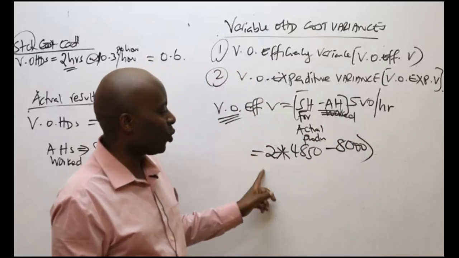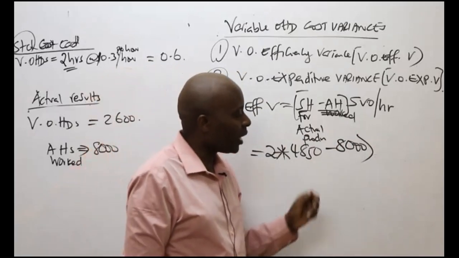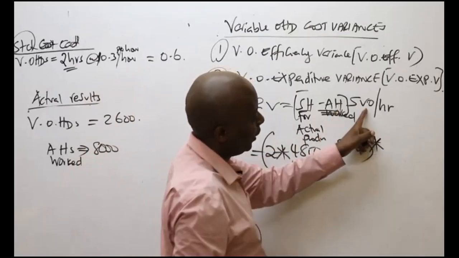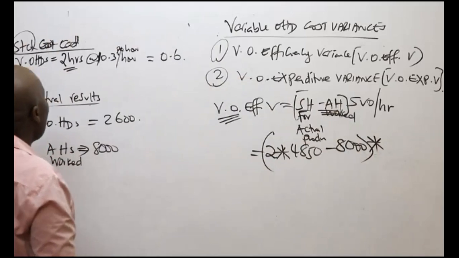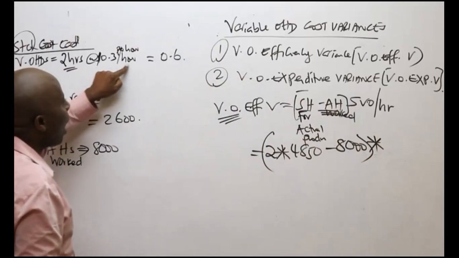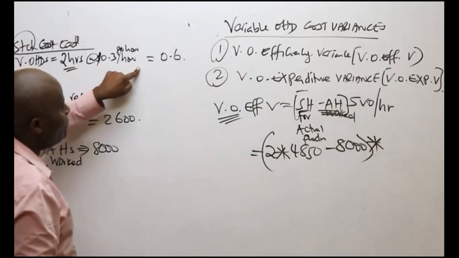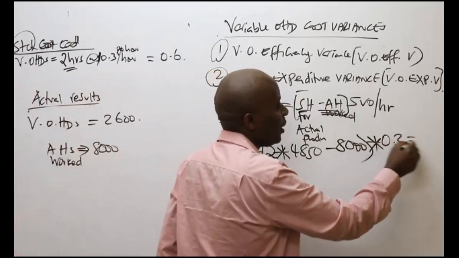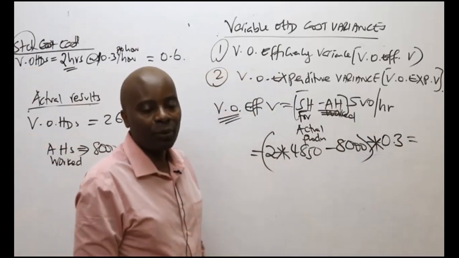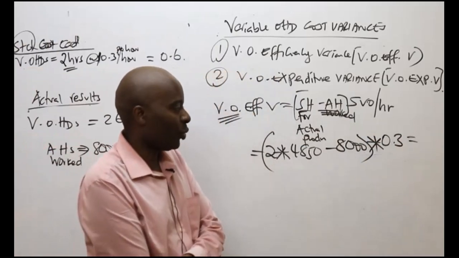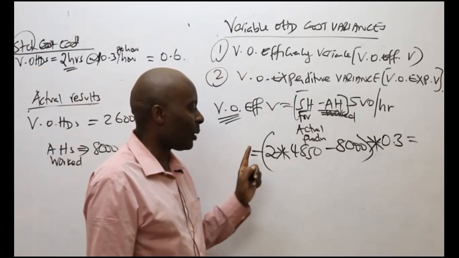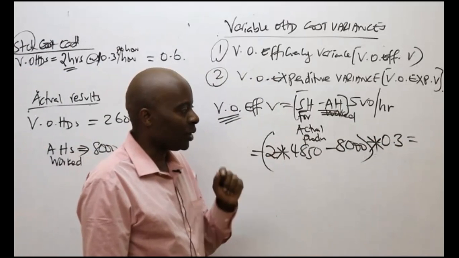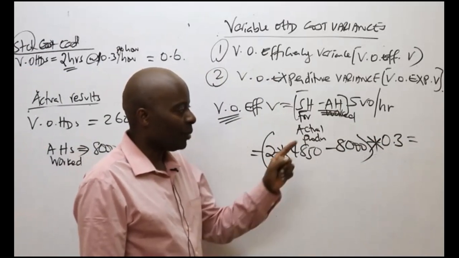So we have here 2 times 4850 minus 8,000 multiplied by the standard variable overheads per hour, which are supposed to be 0.3. So please open brackets. We have 2 times 4850 minus 8,000, close brackets, times 0.3. Please give me an answer.